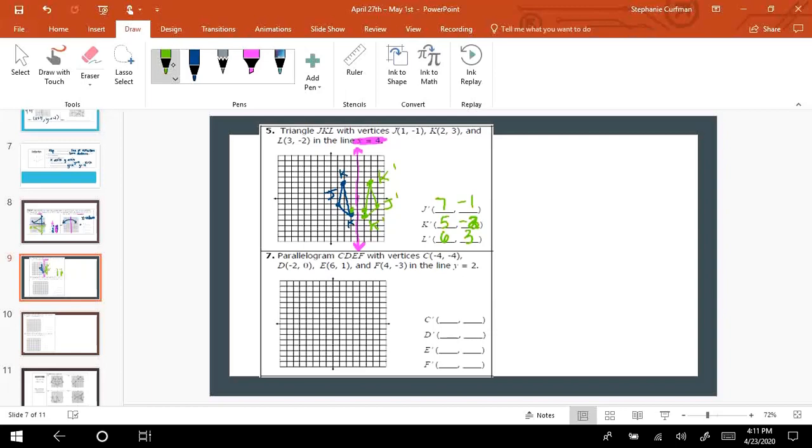Just remember equidistant. So if you have any axis, X or Y axis, or Y equals some number, or X equals some number, it's equidistant. You can just count the same distance from that line of reflection.